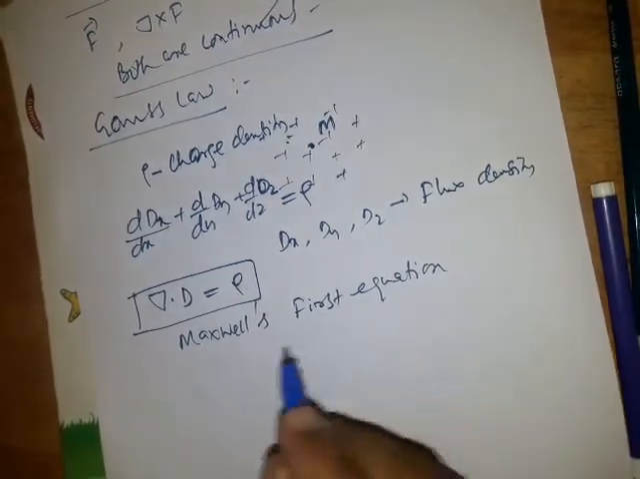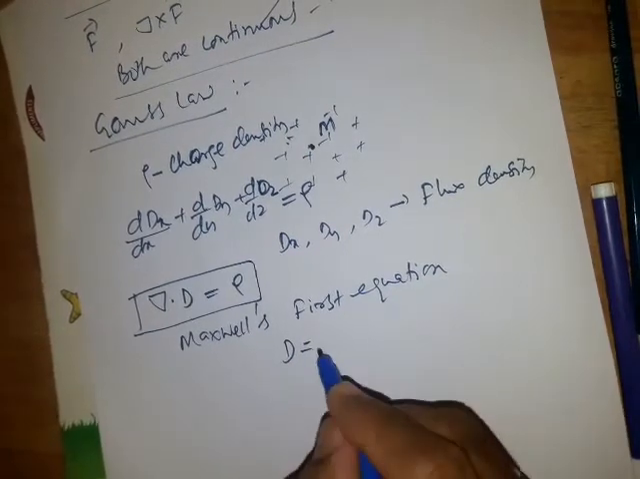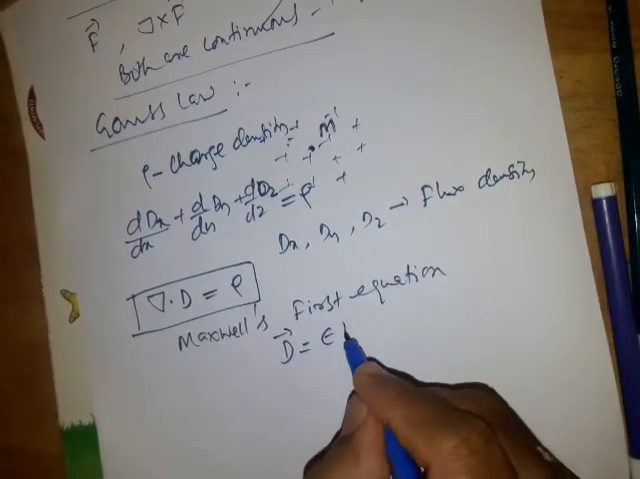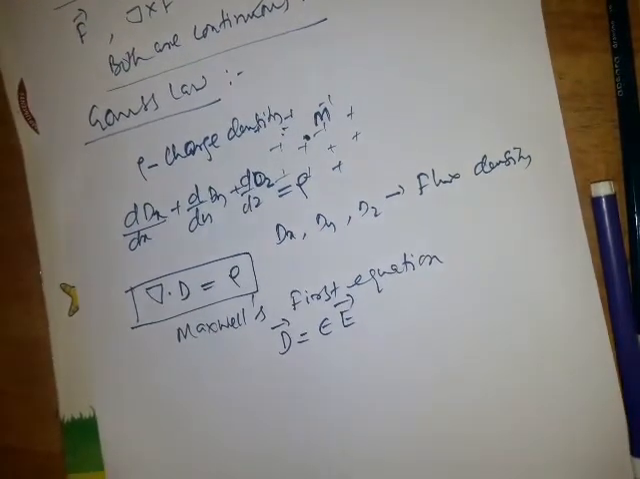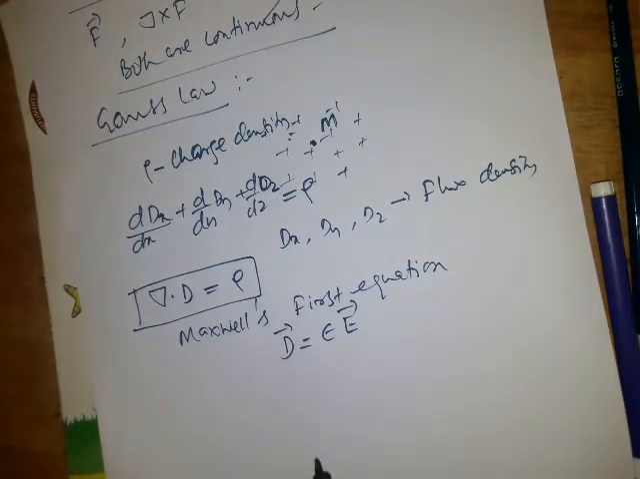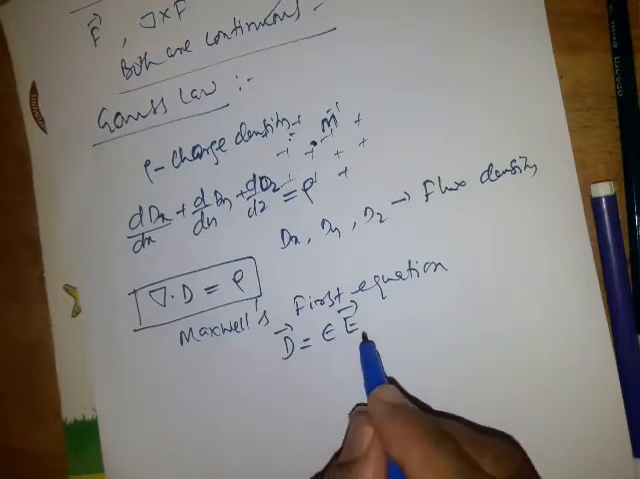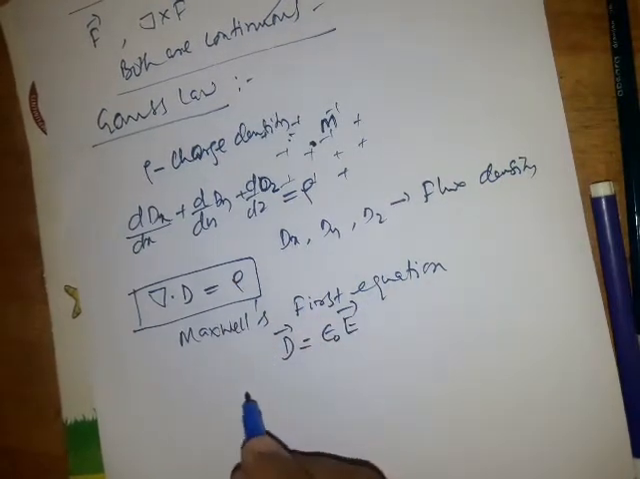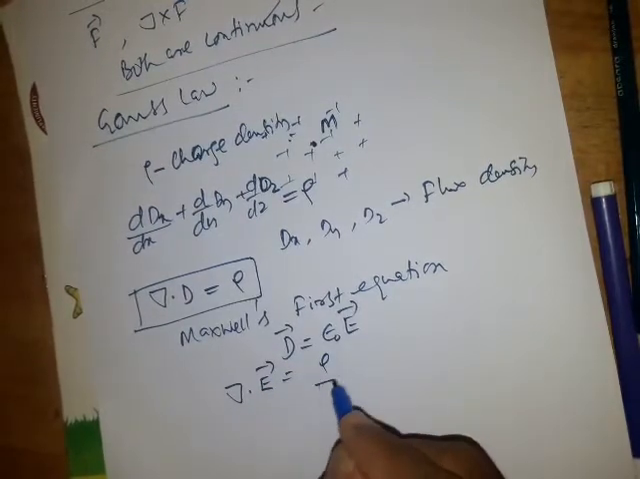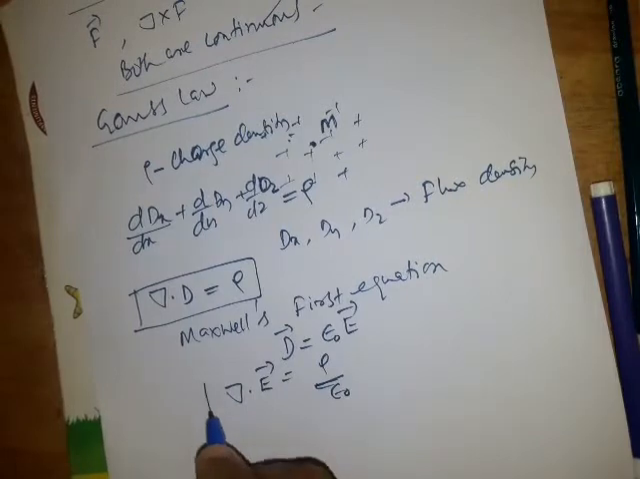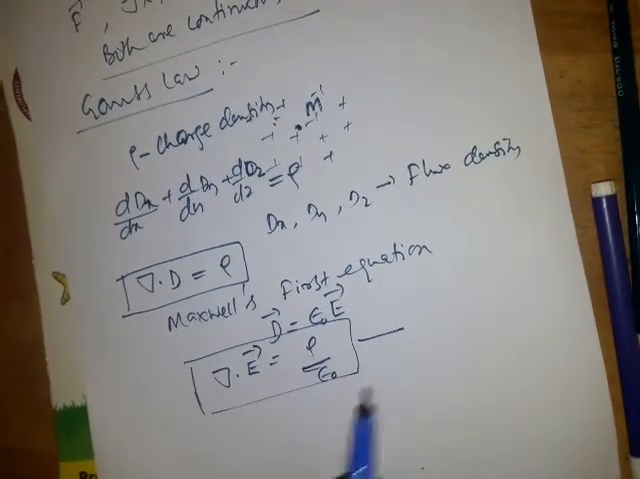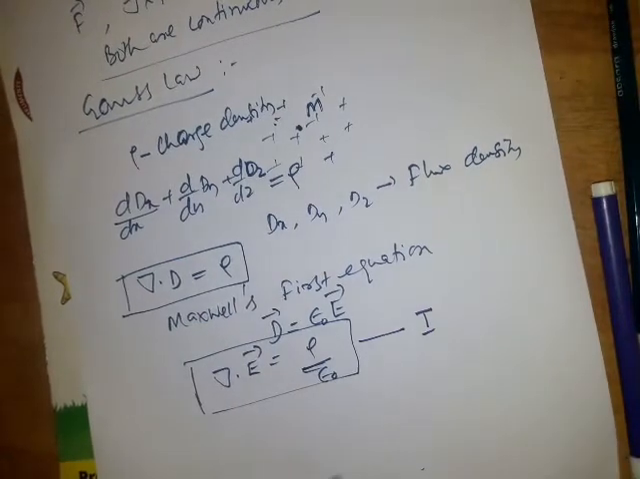This has got another form. You know that D and the electric field E are related like this. So this can be written like this: D is equal to epsilon naught E. You can write this as divergence of E is equal to rho by epsilon naught. So this is one more form of Maxwell's first equation.